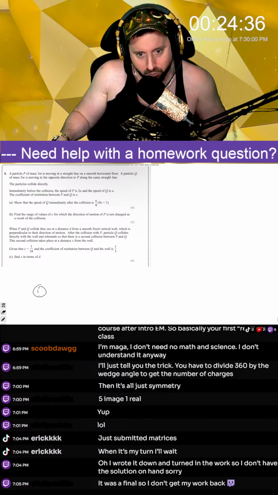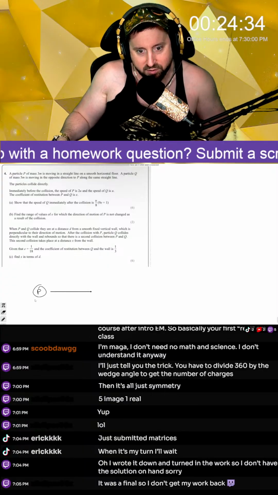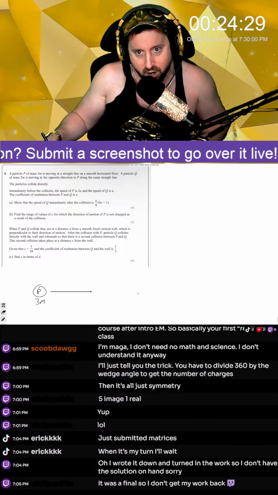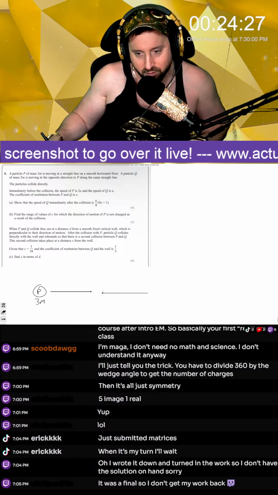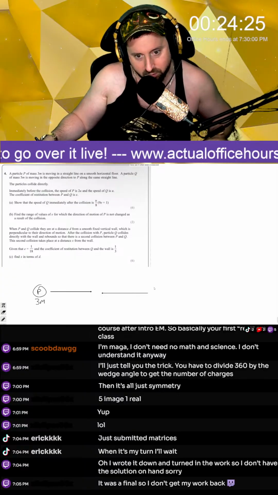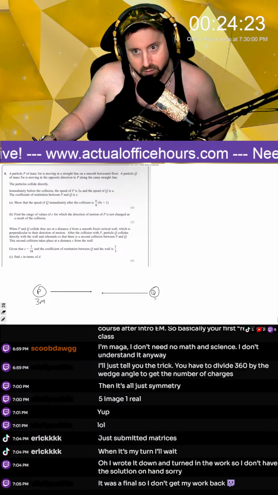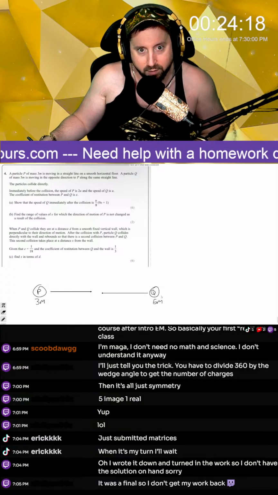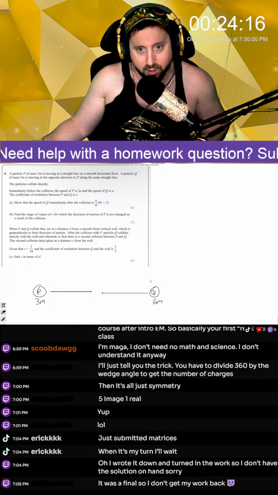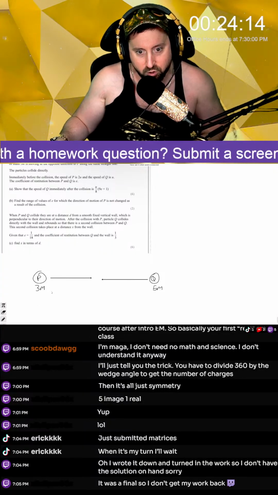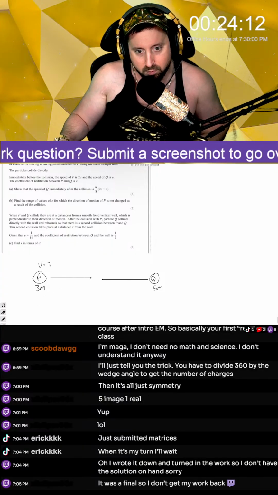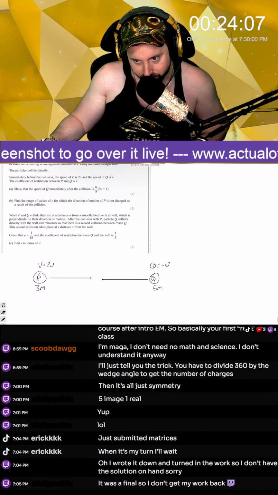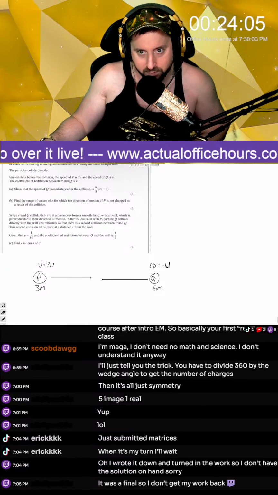Okay. Particle P with a mass of 3m is moving to the right in a straight line. Particle Q is moving the opposite direction, so these two are going to collide with each other, and that has a mass 5m. The particles collide directly. Immediately before the collision, the speed of P is 2u and the speed of Q is u, or we're going to say minus u, right, because it's going the opposite direction.